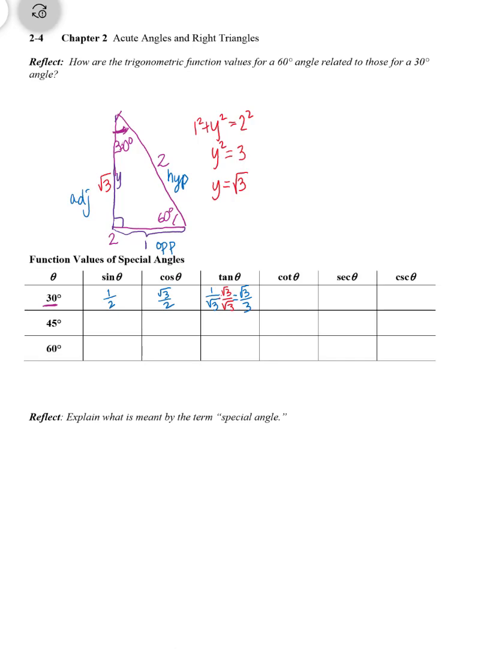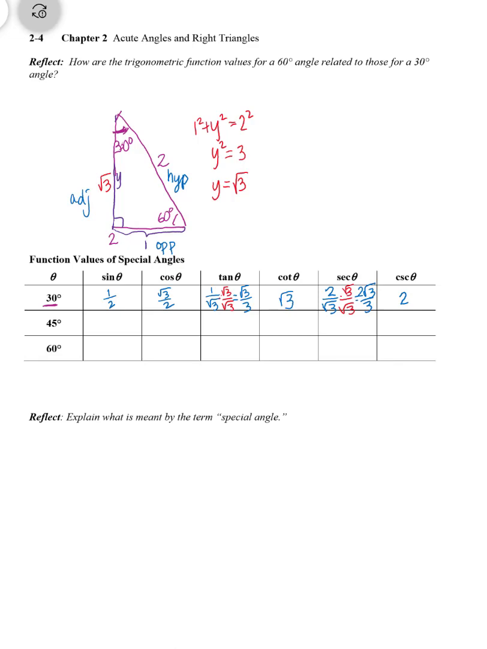I'm going to use the identities to find the other 3 trig function values, although we could use the definitions too, but just some practice with identities. Remember that cotangent and tangent are reciprocals of each other, so the reciprocal of 1 over root 3 is root 3. Secant and cosine are reciprocals of each other, so this would be 2 over root 3. Rationalize the denominator. And we get 2 root 3 over 3. Cosecant is the reciprocal of sine, so the reciprocal of 1/2 is 2.